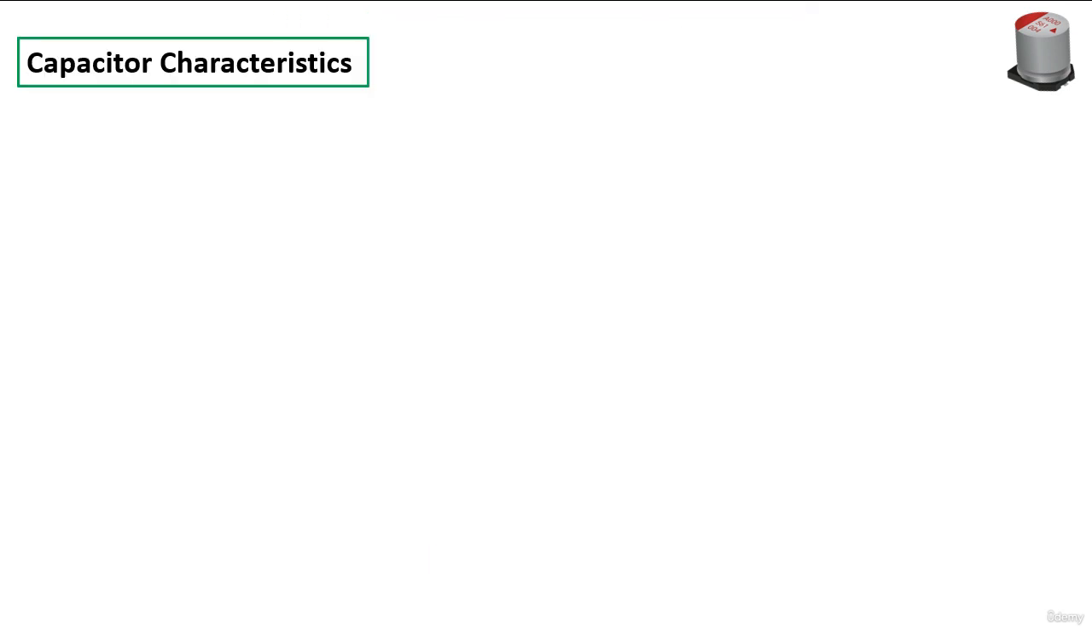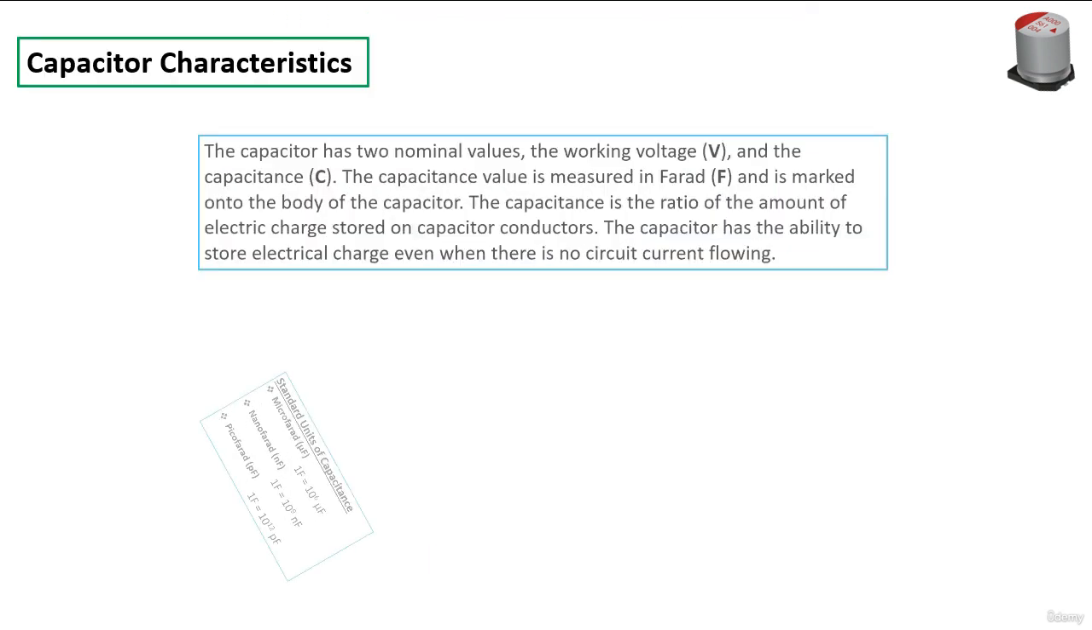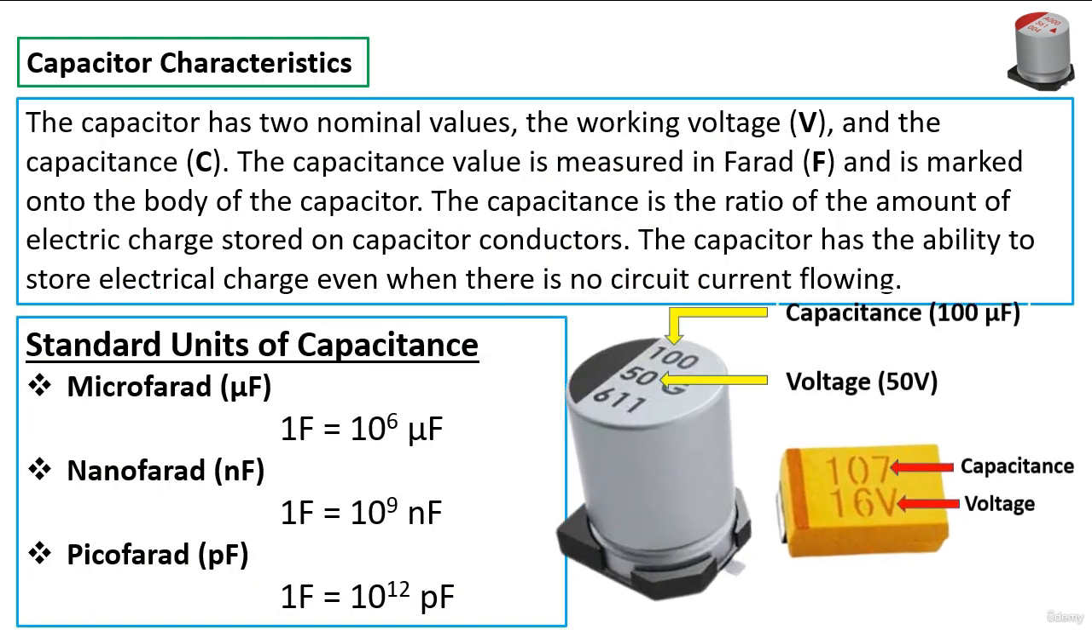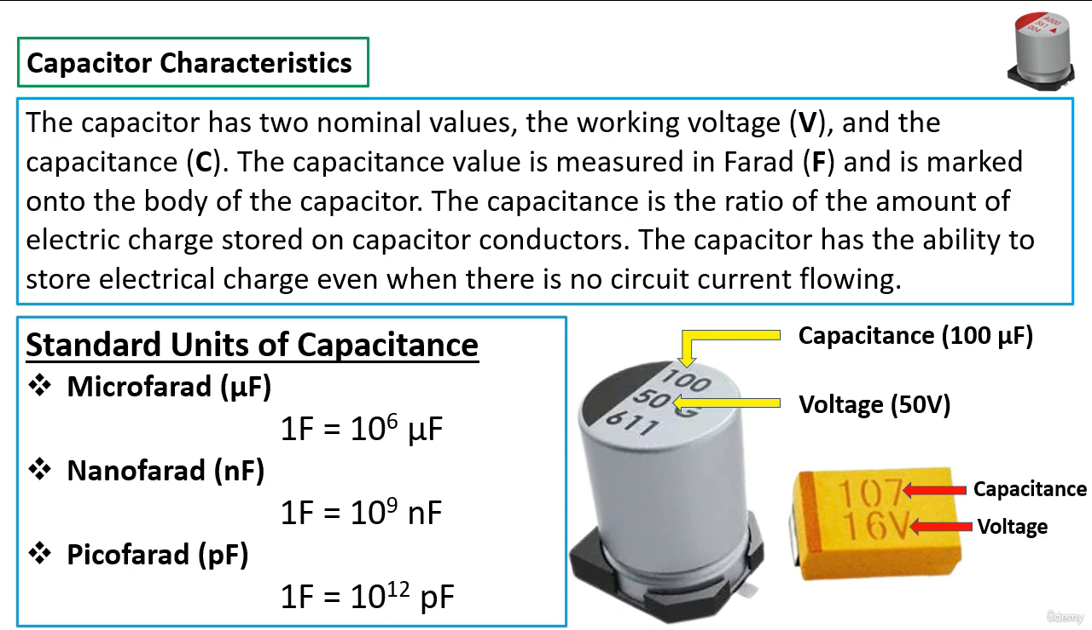So now let's see the characteristics of capacitor. The capacitor has two nominal values, the working voltage V and the capacitance C. The capacitance value is measured in farad, F, and is marked onto the body of the capacitor. The capacitance is a ratio of the amount of electric charge stored on capacitor conductors. The capacitor has the ability to store electrical charge even when there is no circuit current flowing.